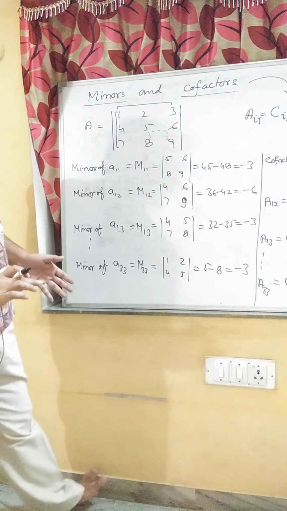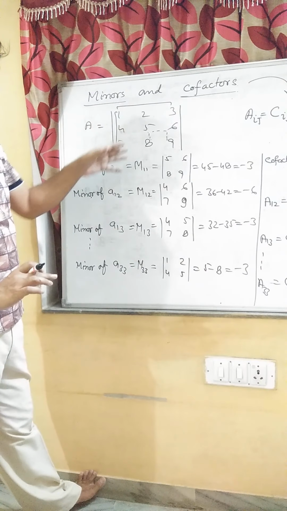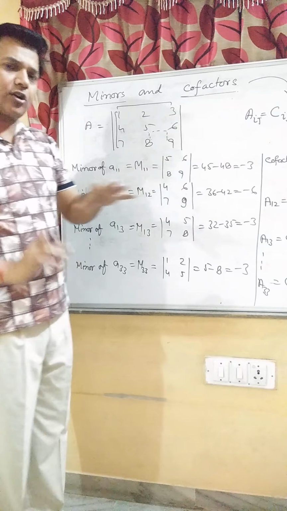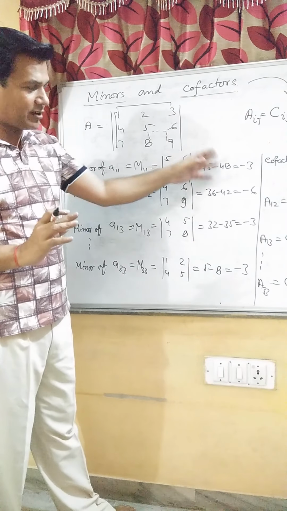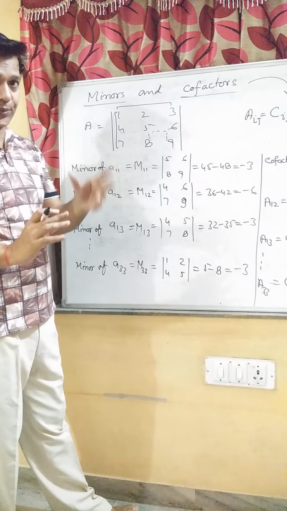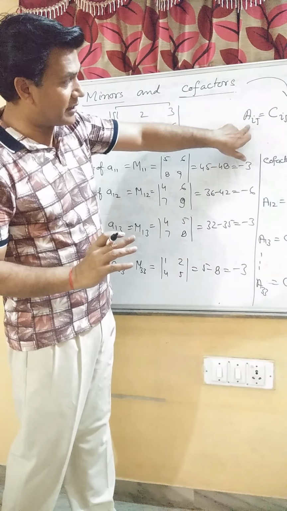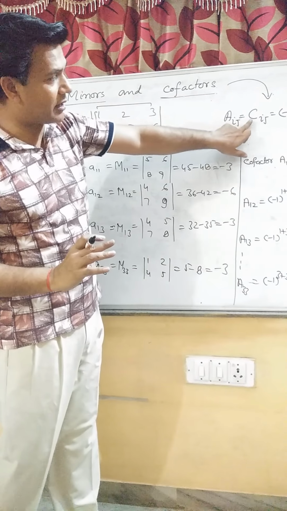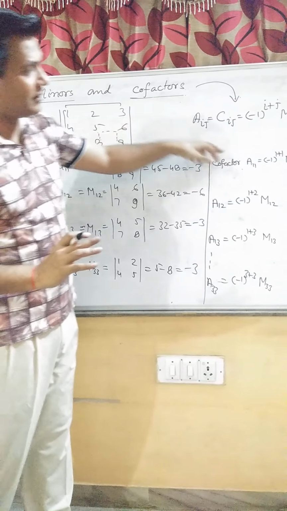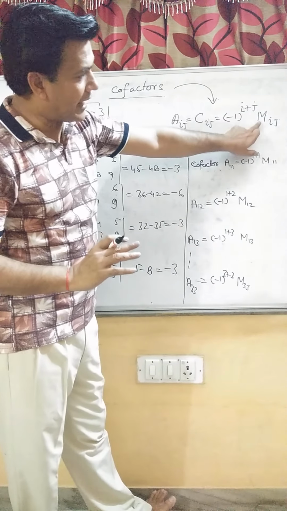These are called the minors of the elements of the given determinant. And if you want to find the cofactors, then a cofactor is just the value of the minor but using the sign also. Cofactors can be evaluated by using the formula Aij, or we call it Cij, both meaning the same cofactor. And the formula is minus 1 raised to i plus j, Mij.